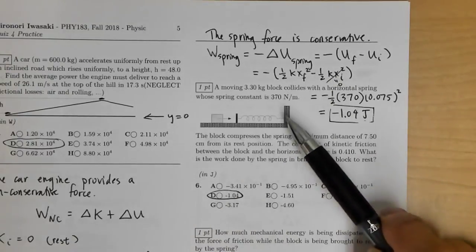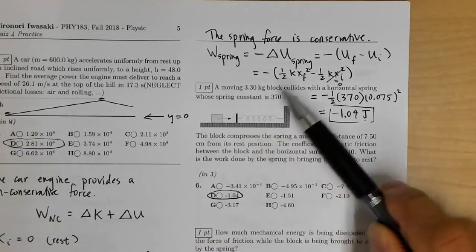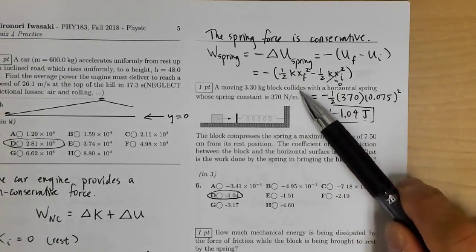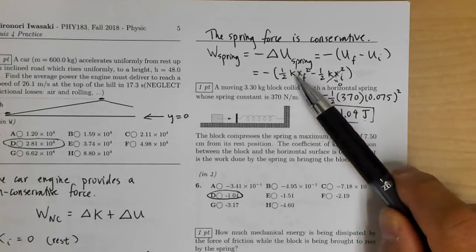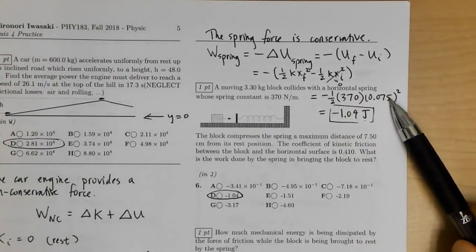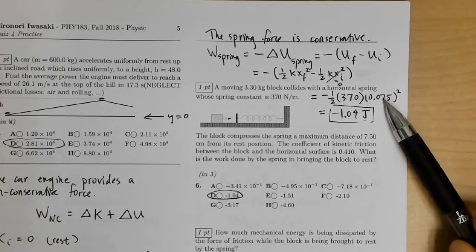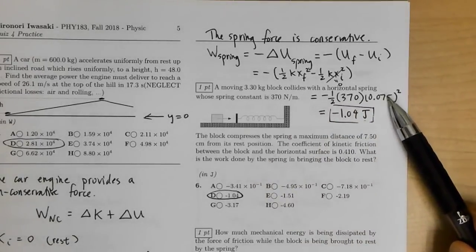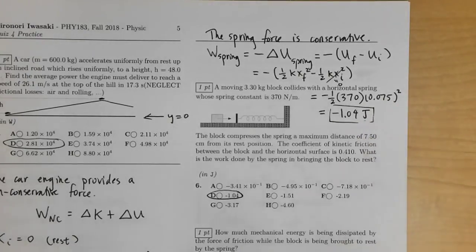Okay, the spring starts from equilibrium, so this is 0. So we just need minus 1/2, 370, that's the spring constant, times the deviation from equilibrium, how much it's compressed or stretched, 0.075, because this was in centimeters, 0.075 squared. And that comes out to negative 1.04 joules.